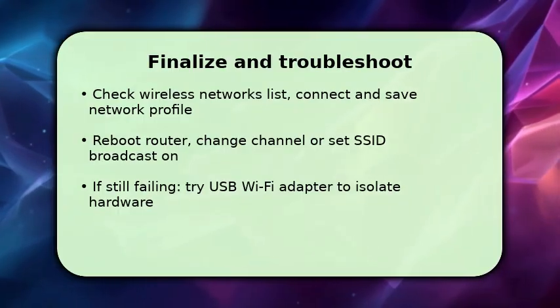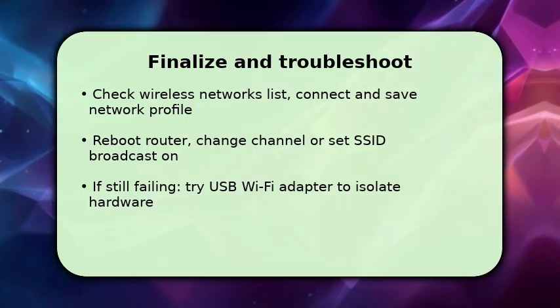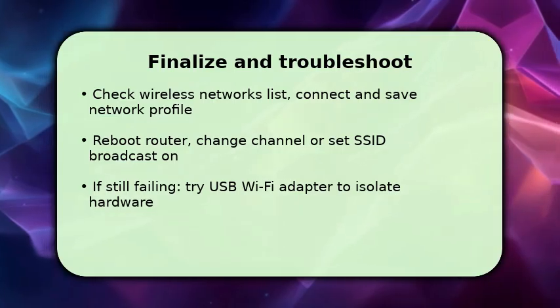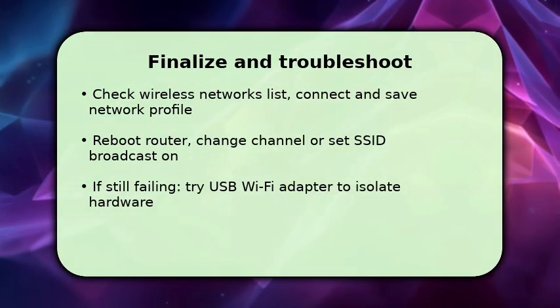Finish by confirming the wireless list appears. Click Network icon, view available networks, and connect to your SSID using the correct security key. Choose to save the profile. If networks don't show, power cycle the router and modem, enable SSID broadcast, and switch wireless channel to avoid interference.